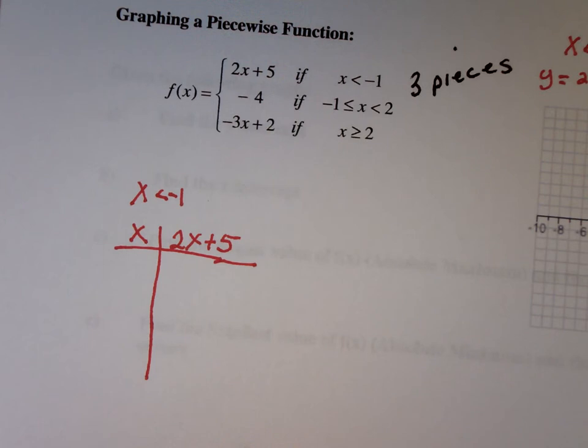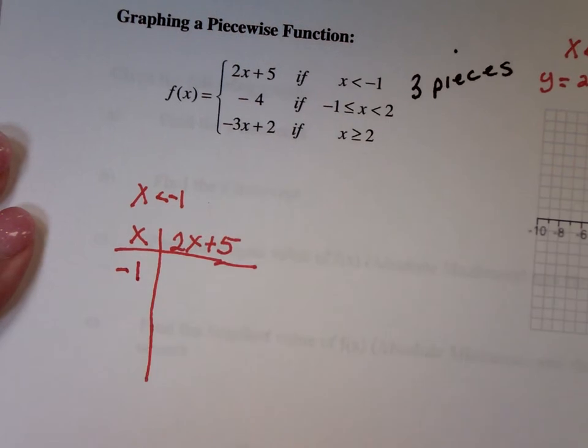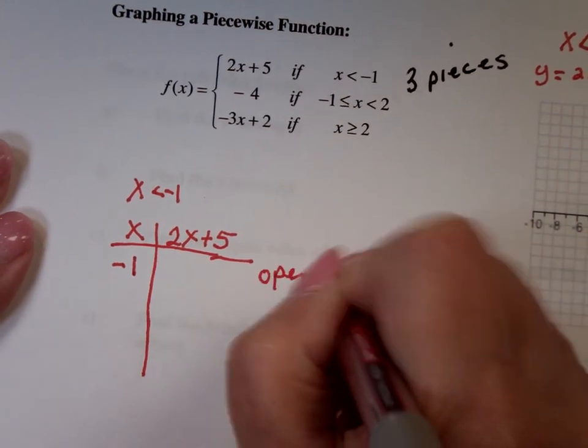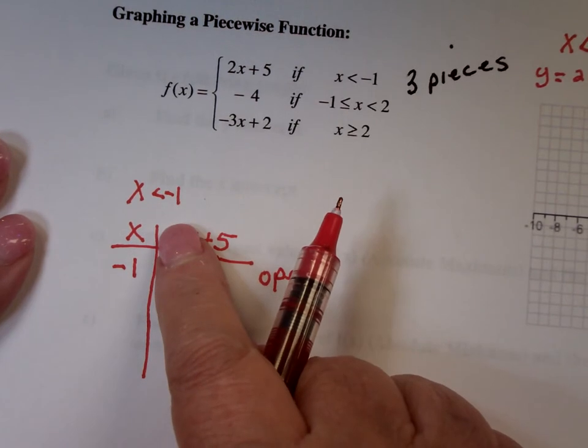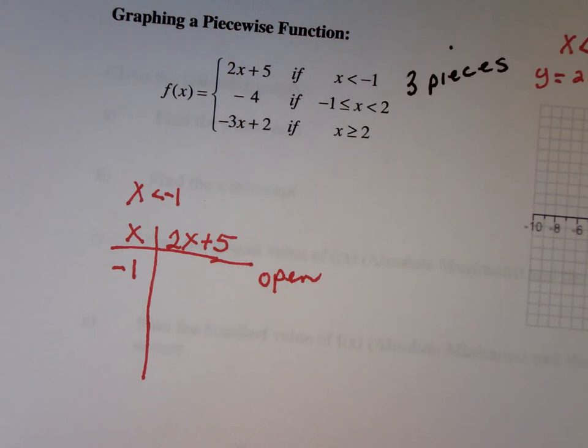0, 0, 0, 0, 0, 0, 0, 0, 1. But I'm getting close to it, right? So that says, I'm going to put in -1, but it's going to be an open dot because it does not include -1, because I'm strictly less than -1. I can get as close to -1 as I like. I'm just not at -1.